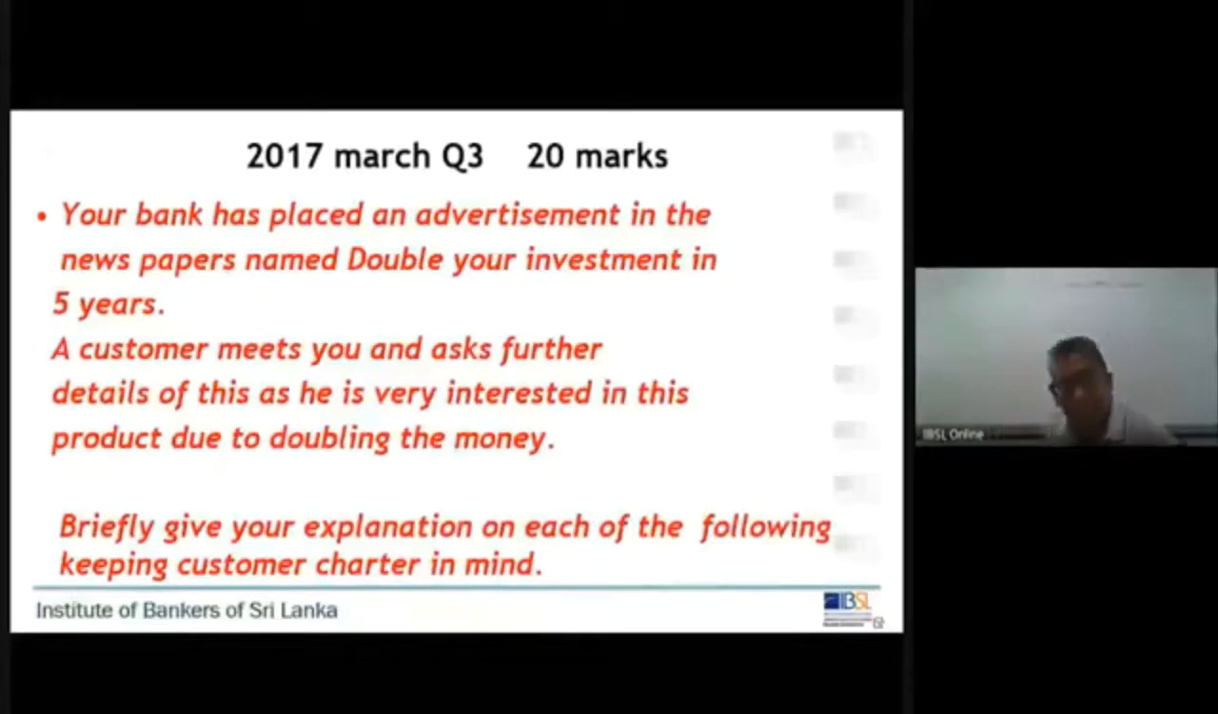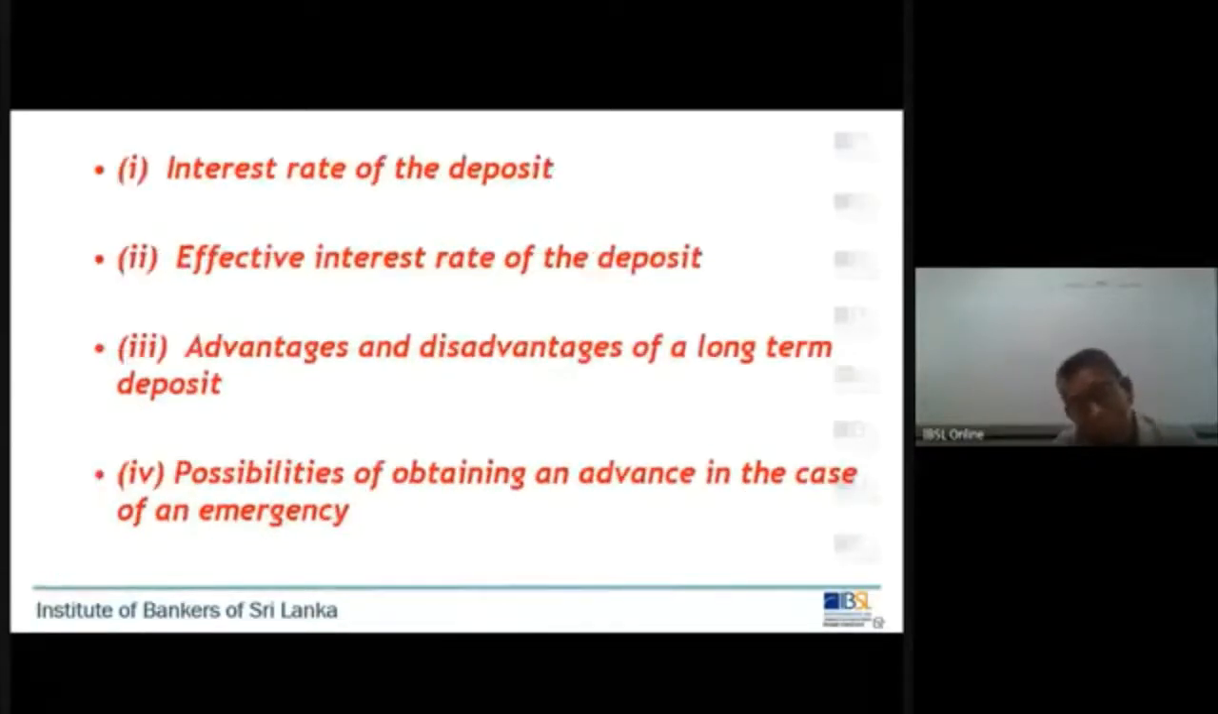The advertisement says double your investment in 5 years. You put your money in my bank and you can get double in 5 years' time. Now the customer gets confused by this and comes to meet you. The customer asks for further details, as he is very interested in this product due to doubling the money. Briefly give an explanation on each of the following, keeping the customer charter in mind. He asked questions: what is the interest rate of the deposit, and what is the effective interest rate of the deposit?